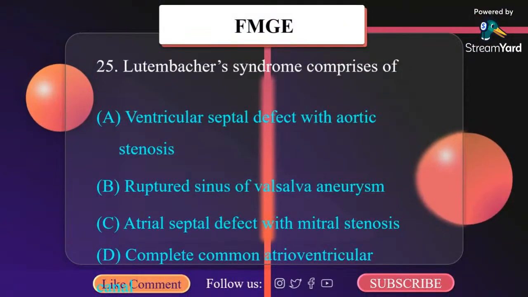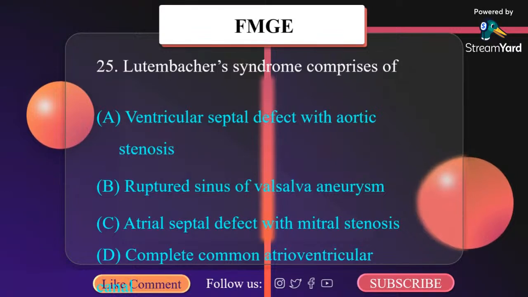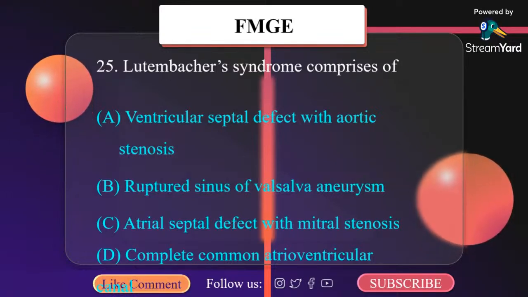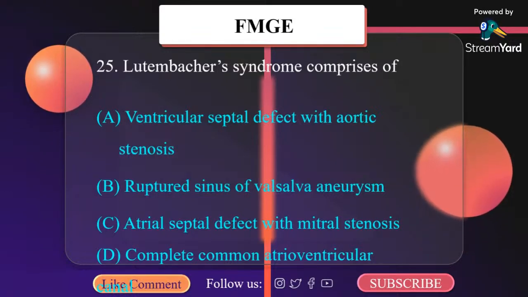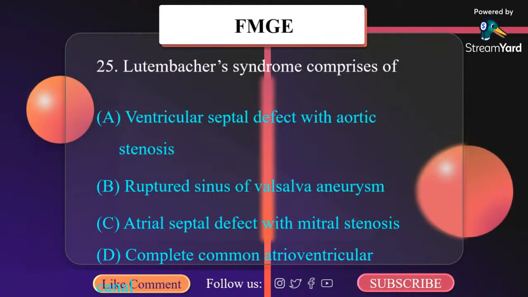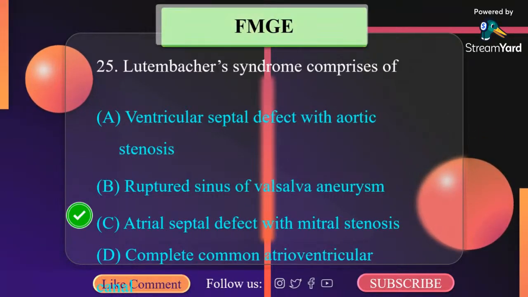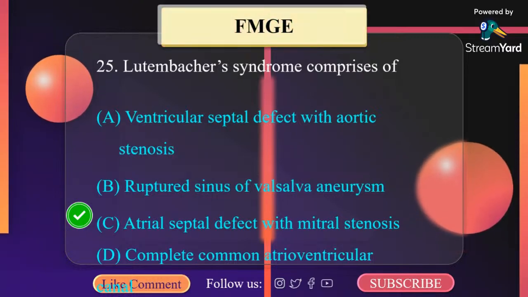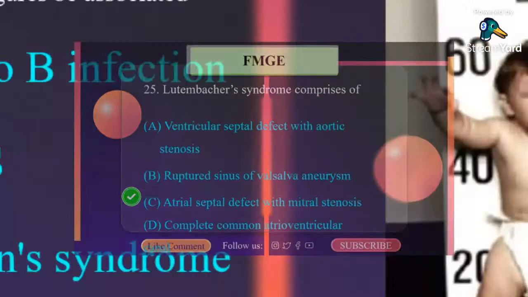Lutembacher's syndrome comprises A. Ventricular septal defect with aortic stenosis. B. Ruptured sinus of Valsalva. C. Atrial septal defect with mitral stenosis. D. Complete common atrioventricular canal. It is atrial septal defect with mitral stenosis.